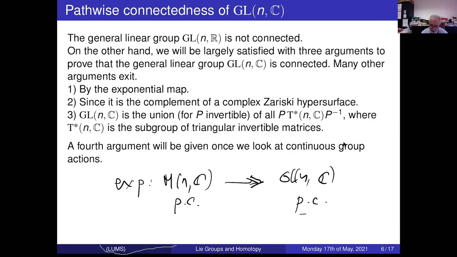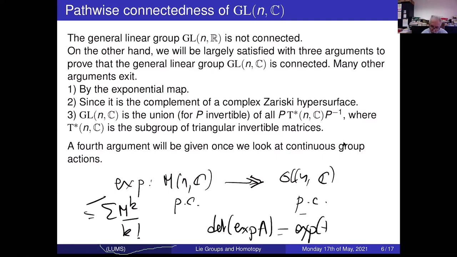So this is a first argument. Exponential, I recall to you, it's the sum of the series M to the power k over k factorial. This is again a series which is convergent in norm. So we are in a complete vector space, so it is convergent. And the exponential has the classical properties. Let us say this one, for instance, determinant of exponential A is equal to exponential of the trace of A. Another way to see that the exponential is invertible. So this is an argument.